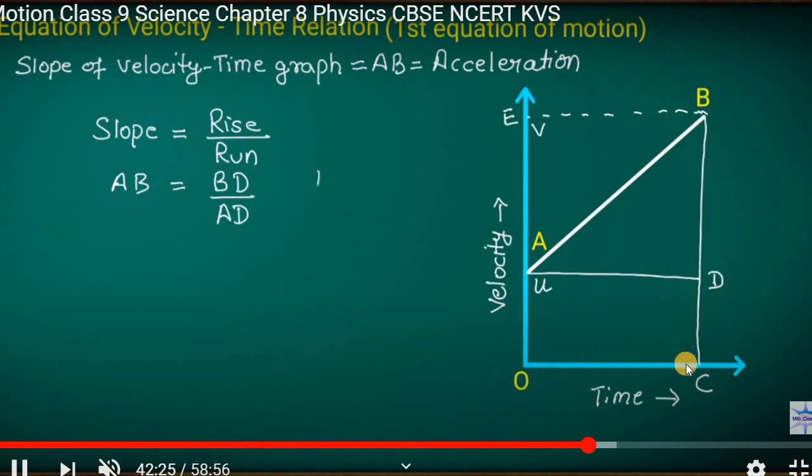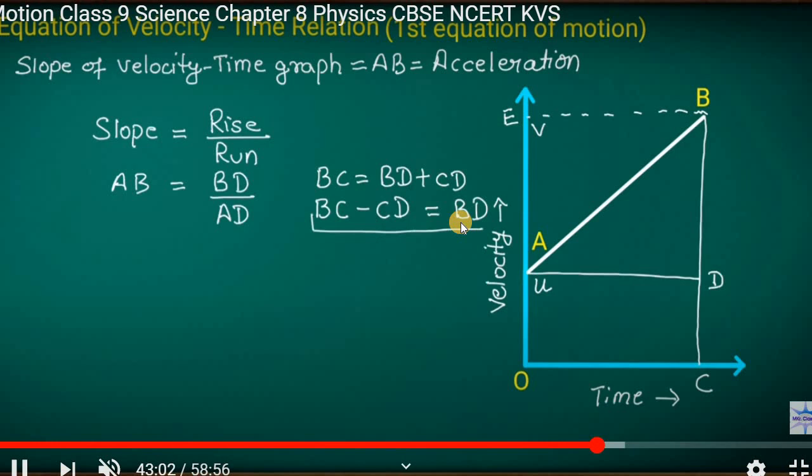Now how is BC formed? BC is made up of BD plus DC, or CD you can write. So we can write that BC is equal to BD plus CD. If we add both lines, then we get the whole line BC. Here BD is needed, so we can find BD's value from this equation. So BD is equal to, this CD comes to this side and becomes a minus, so BC minus CD is equal to BD.